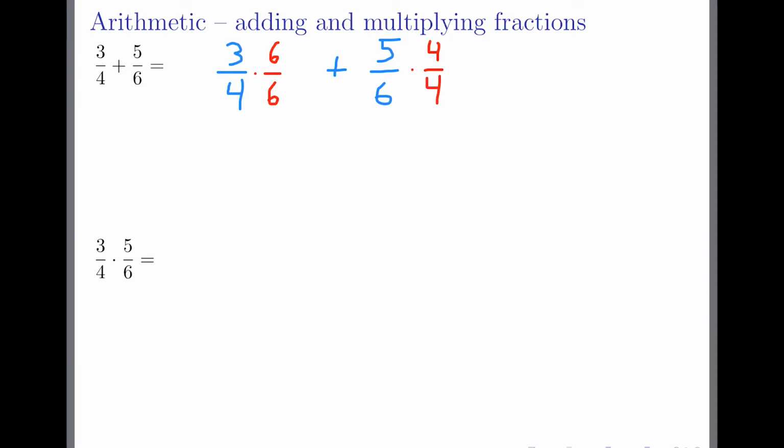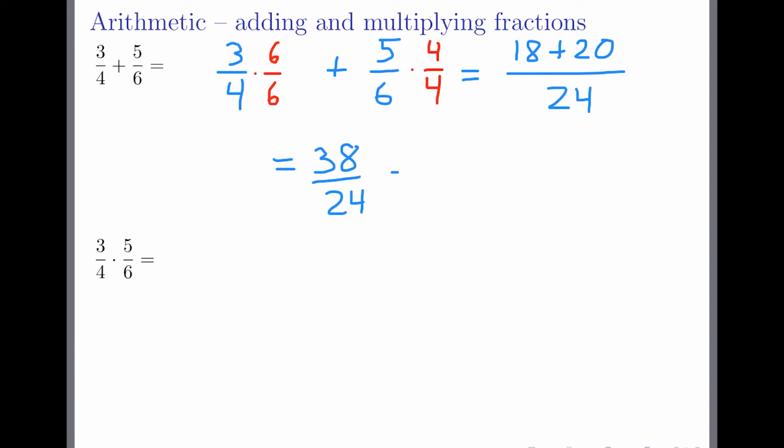So what do you end up with if you do that? You get 3 times 6 is 18, plus 5 times 4 is 20, divided by 24. And of course, that gives you then 38 over 24, which you can reduce. I mean, you can divide 38 by 2, so that's going to be 19 over 12. So that's certainly one way to approach this.